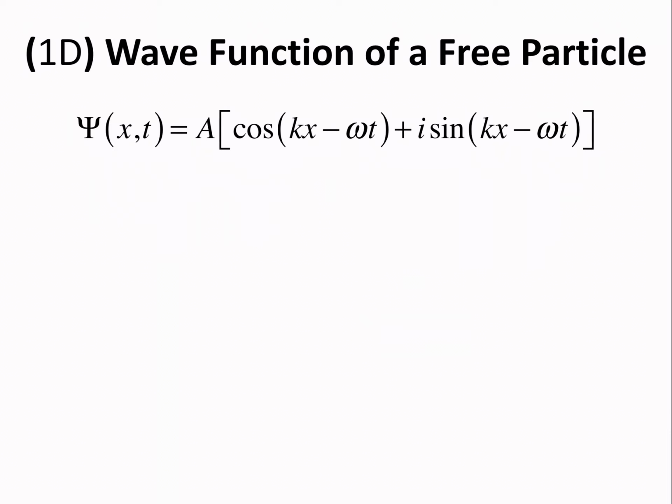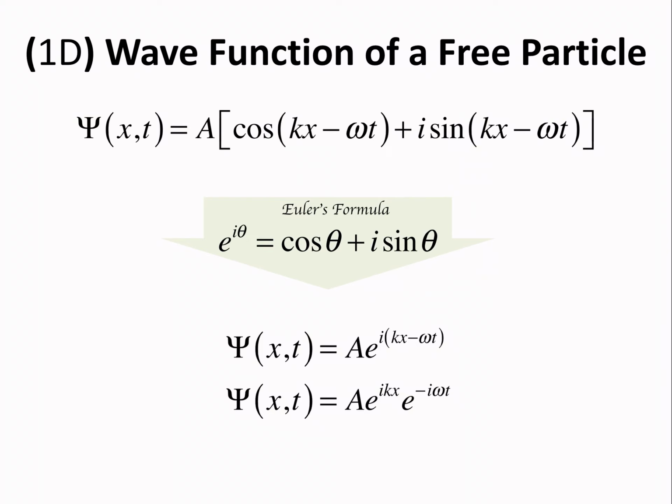To make it a little bit simpler, let's use something called Euler's formula, or Euler's equation, and that makes it much less ugly with a bunch of sines and cosines. So remember, this is Euler's formula. It's e to the i theta is equal to cosine theta plus i sine theta. You can see there's a definite match here. So now you can rewrite your wave function in a very nice way that's much more concise.